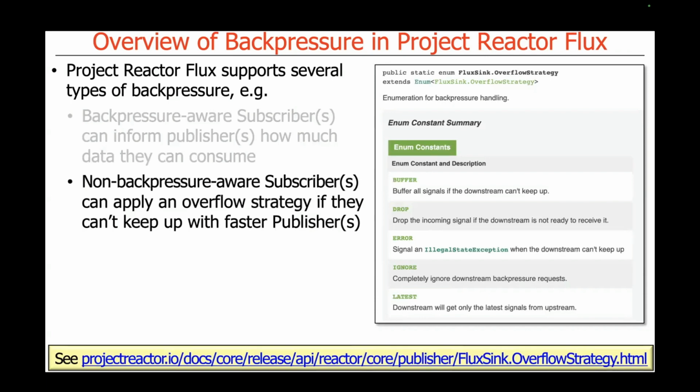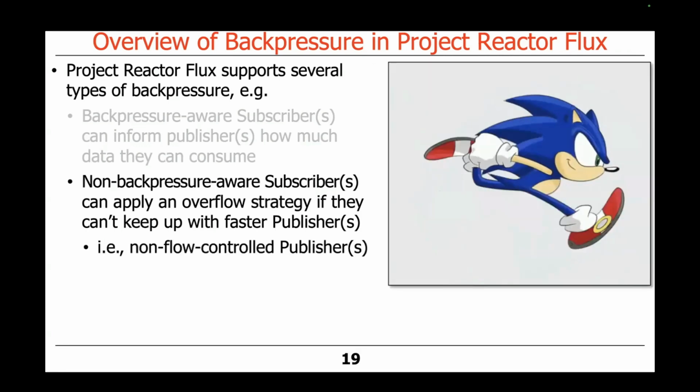Non-backpressure-aware subscribers, those that don't use the subscription approach we just looked at, can apply an overflow strategy if they can't keep up with fast publishers. We'll talk more about this shortly, but there are basically five different types of strategies. There's a buffering strategy, and a dropping strategy that drops the latest value. There's an error strategy that throws an exception. There's one strategy that's kind of weird called ignore that we'll talk about. And then there's another dropping strategy that will drop everything except the latest value. And we'll talk more about that.